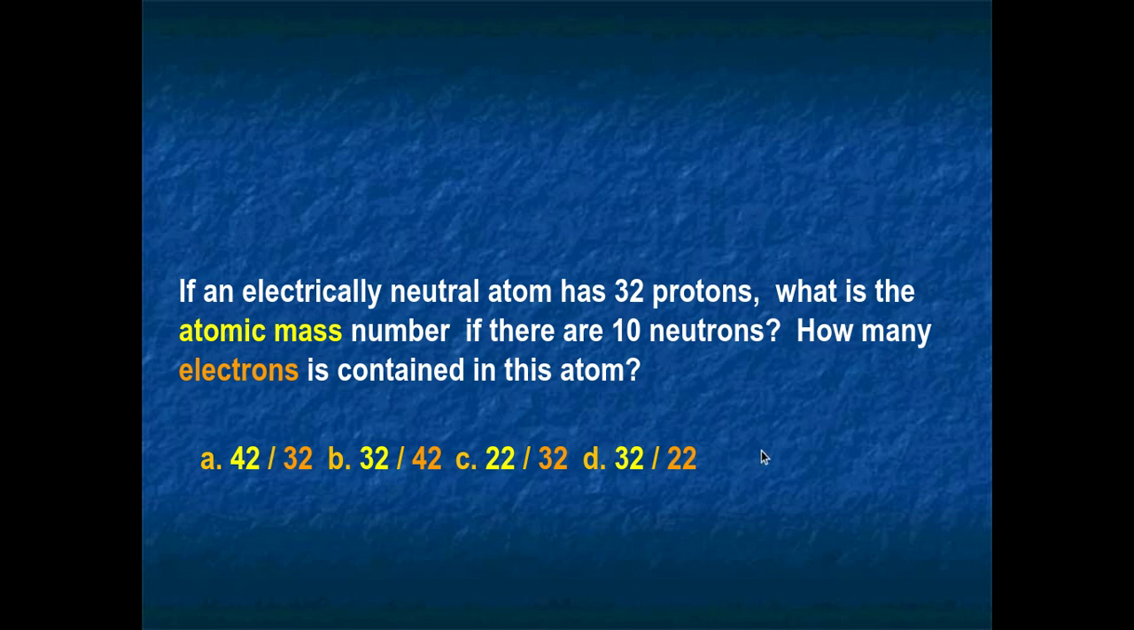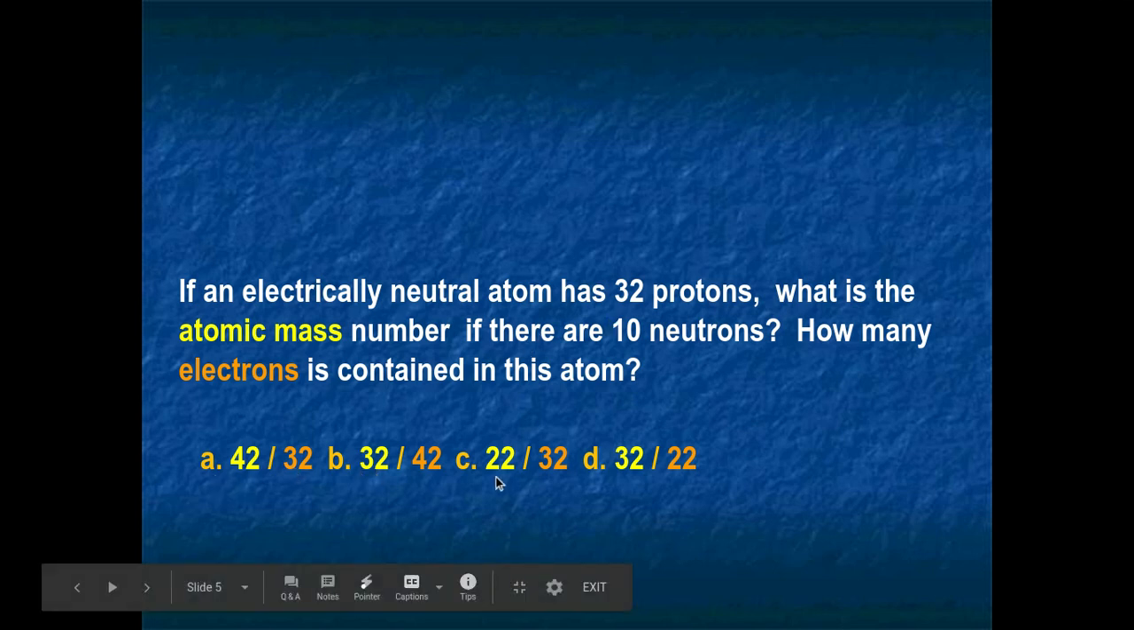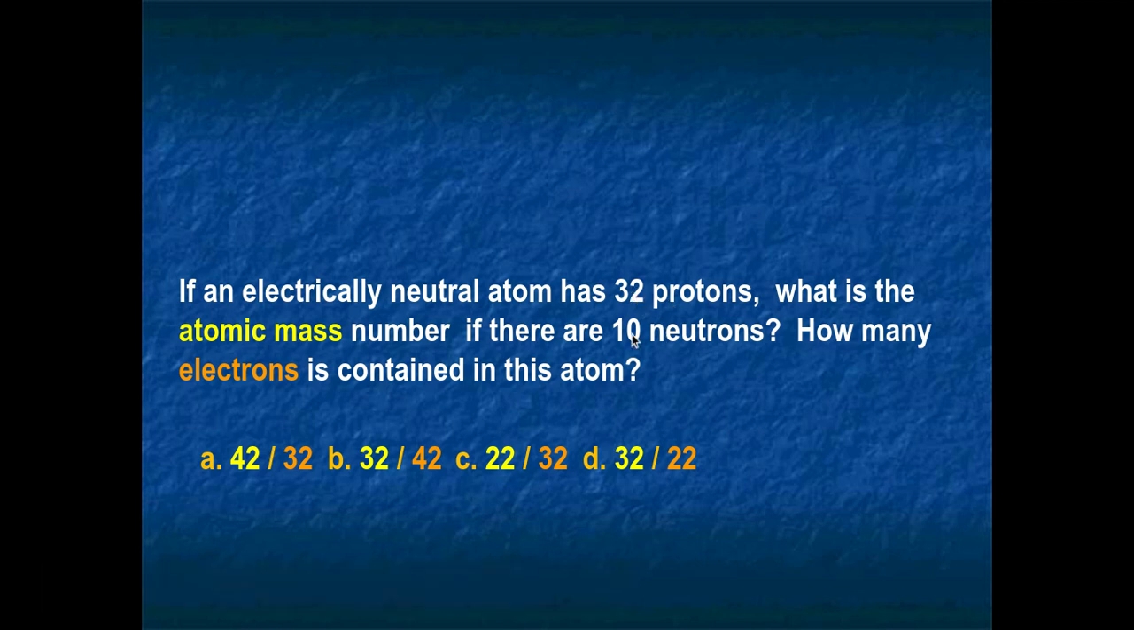Okay, that looks like about 30 seconds. So the way that I'm looking at this, electrically neutral means there are 32 electrons on this thing, which means that it's either going to be A or C. And we're looking for the atomic mass, which is protons plus neutrons. That's 32 plus 10. That becomes the atomic mass, which is 42. So I believe the answer in this case is A. 42 is the atomic mass, and 32 would be the number of electrons.